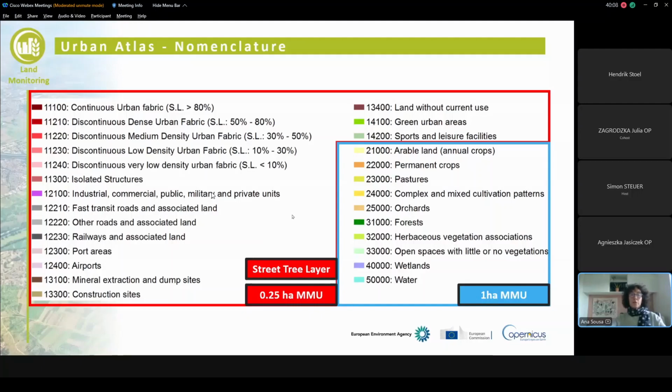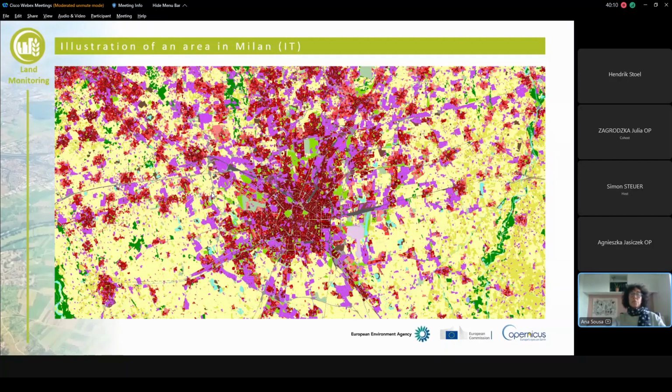I will give you now an illustration of the product in an area in Milan, Italy. This is the city. With this illustration, I want to give you a taste of the level of detail that the product offers.